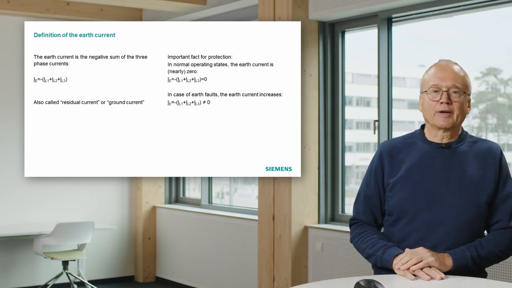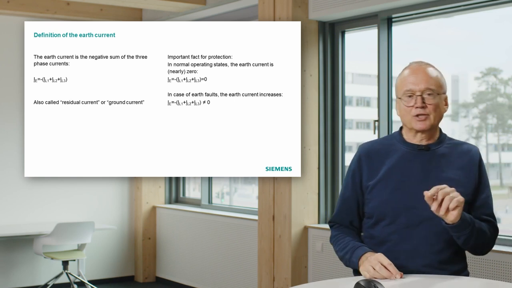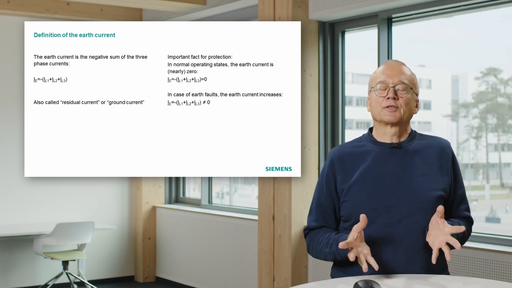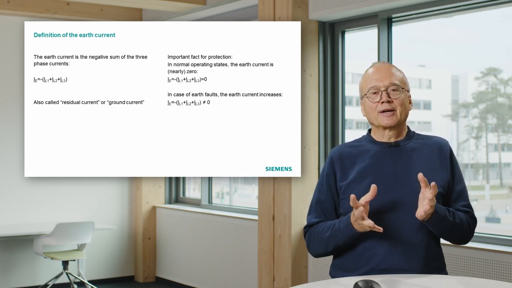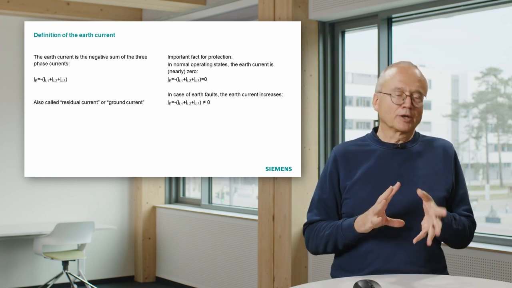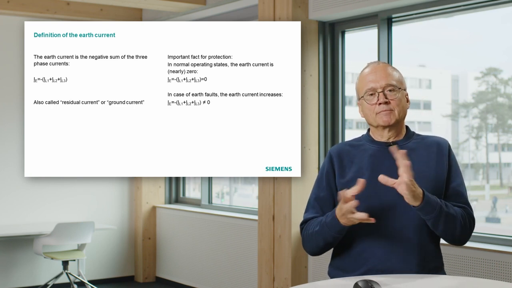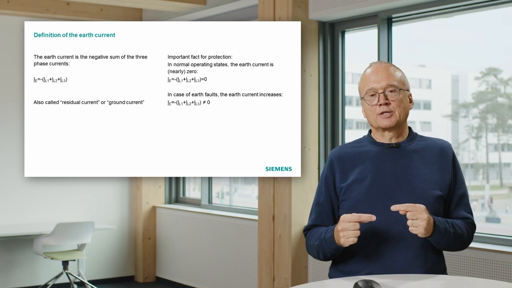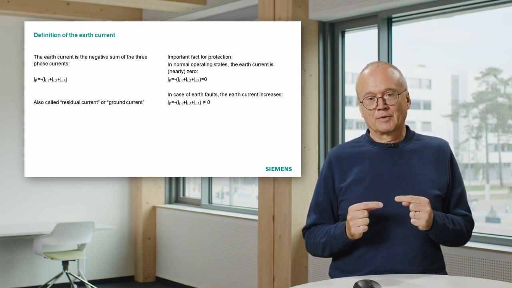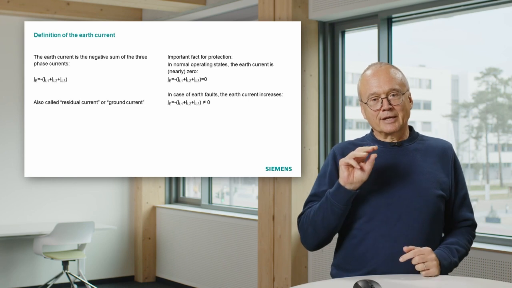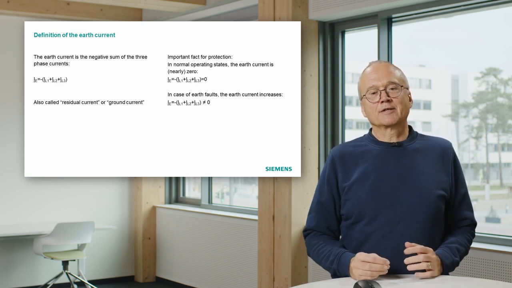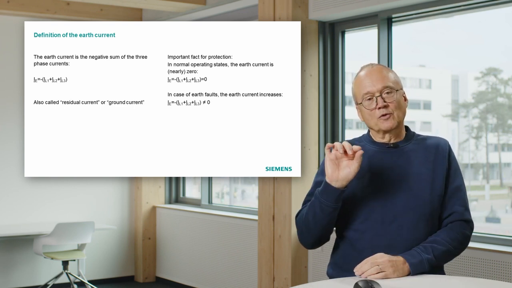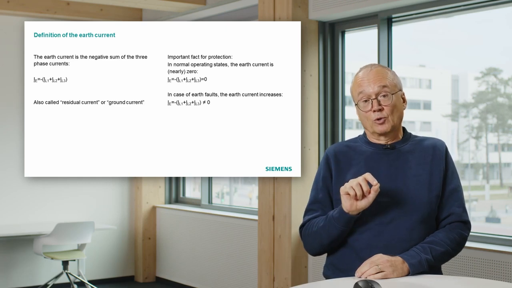But what is now the important fact for protection? The interesting thing for protection is that in normal operating states, that means in operating states where we have no fault, this earth current is nearly zero. It's not exactly zero because we have some asymmetries in the system, but it's nearly zero. And in case of an earth fault, this earth current increases. And that means we can use the earth current as a very sensitive criterion to detect phase to ground faults. And always remember, phase to ground faults are the majority of the faults.